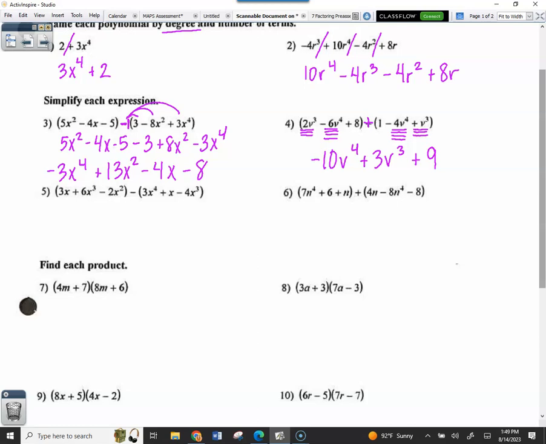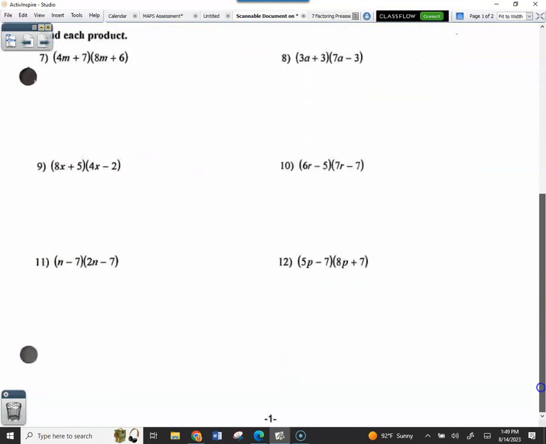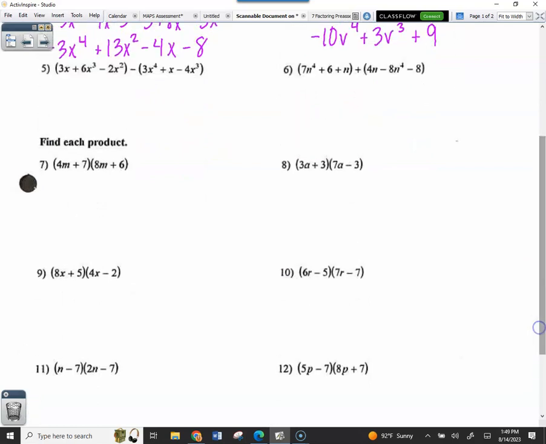Multiply. If you look, 7 through 12 are all multiplying a binomial times a binomial. I'm going to show you. Does anyone use the box method? 1, 2, not a problem, 3. Okay, I'm going to show you 2 methods for multiplying.